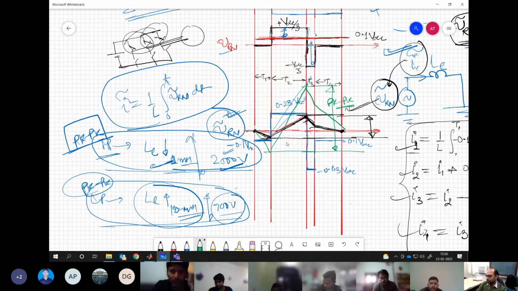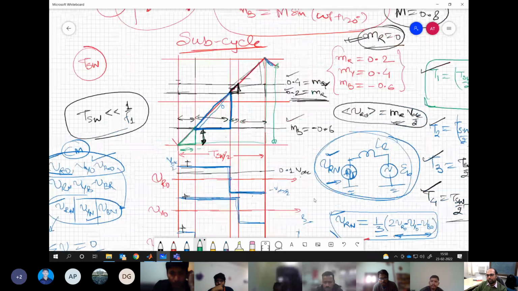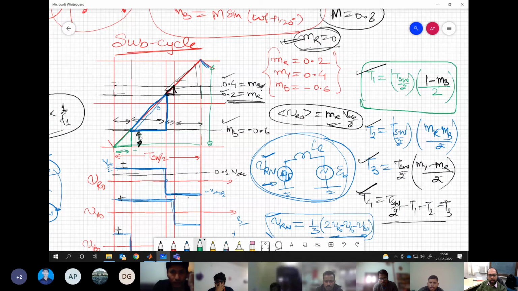So the value of C1, will it not be PSW by 2 into 1 minus MB by 2? It's only the difference we are trying to take over here. Yes, sir. Yeah, this height only we are trying to take. Only height, right? Yes. So this triangle is similar to this bigger triangle. So it's only the difference that matters. Am I clear here?